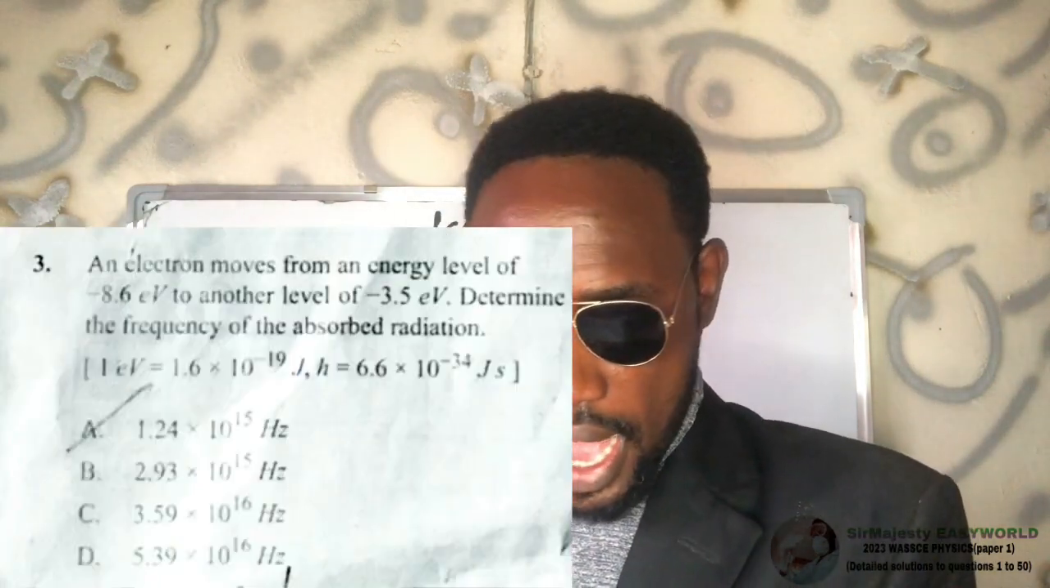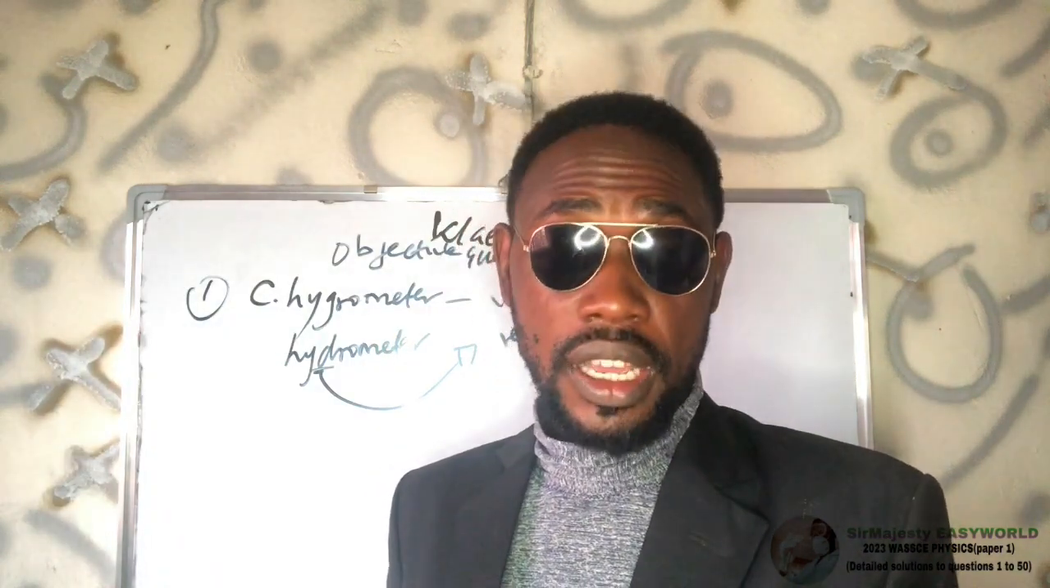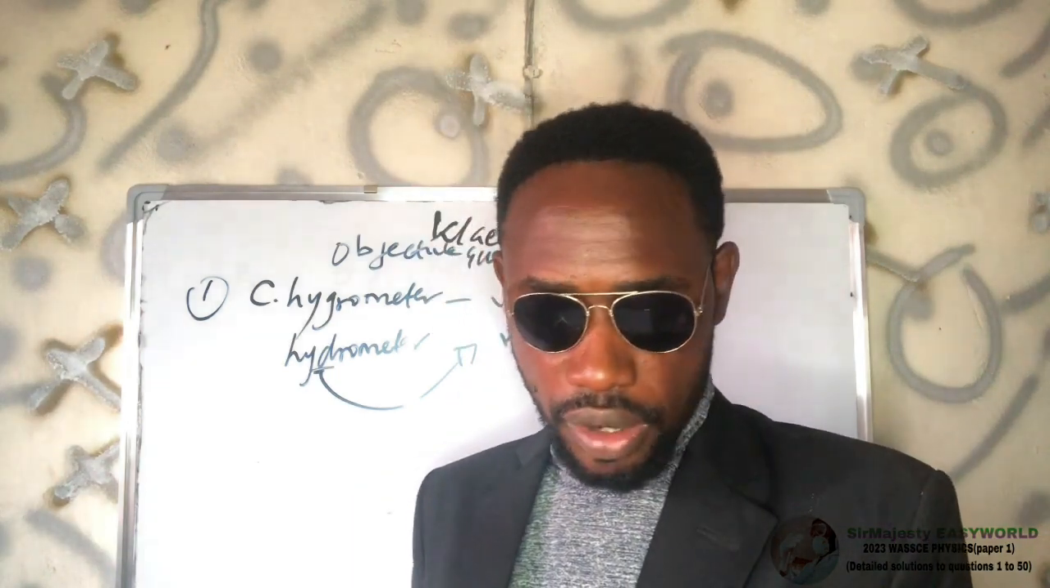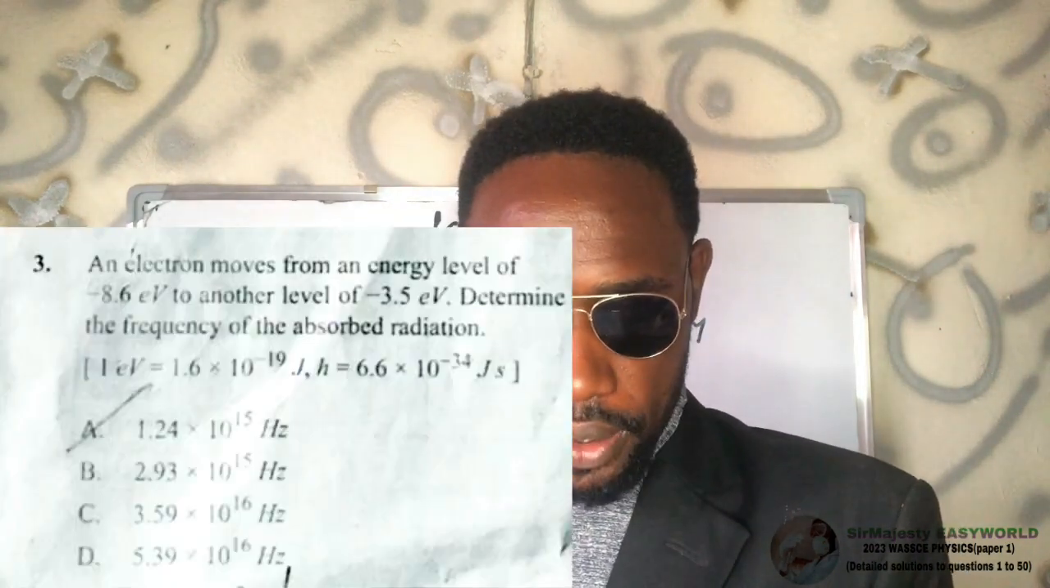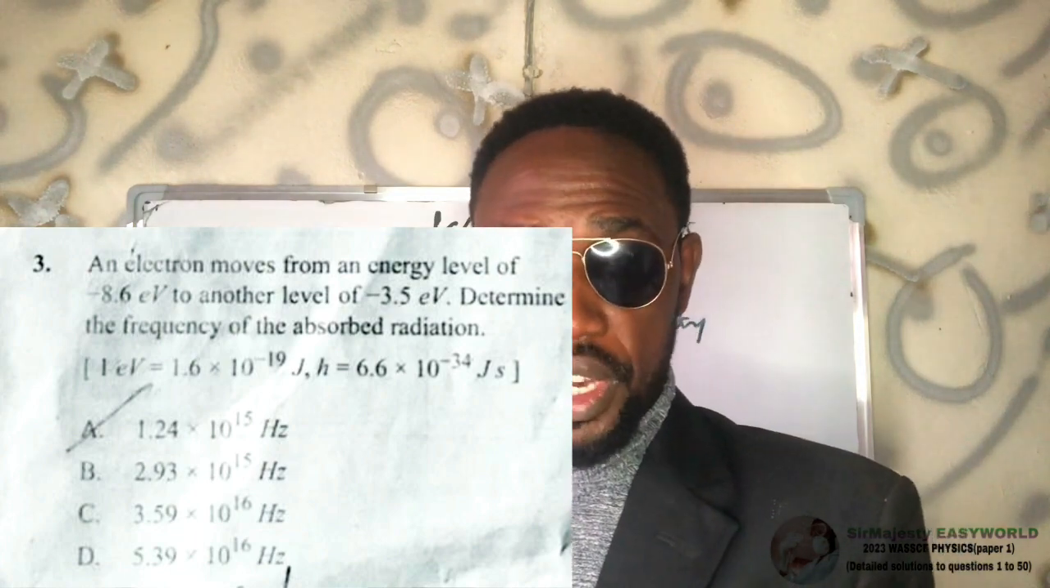It says an electron moves from an energy level of minus 8.6 eV. eV means electron volts; the energy of electrons is measured in electron volts. They say the electron moves from an energy level of minus 8.6 eV to another level of minus 3.5 eV. Determine the frequency of the absorbed radiation.